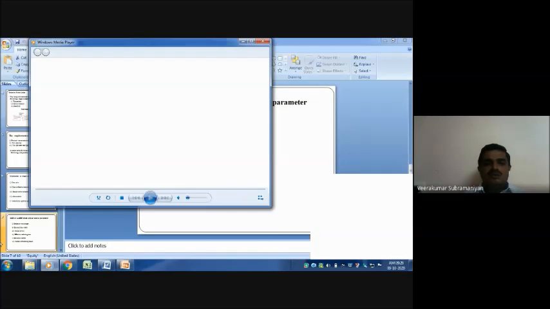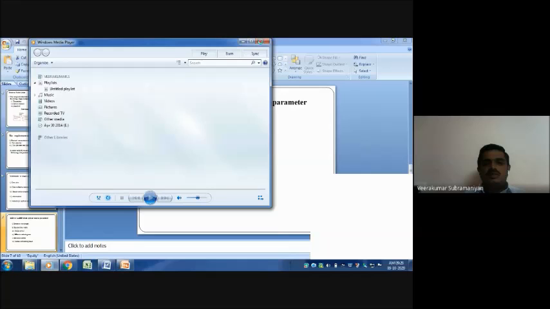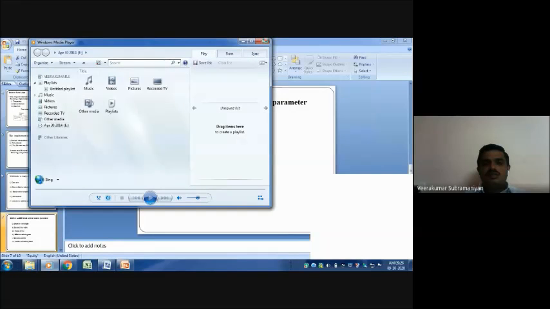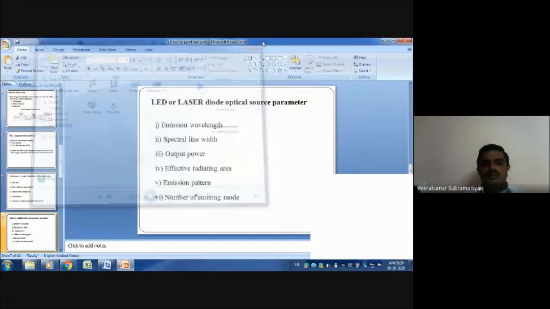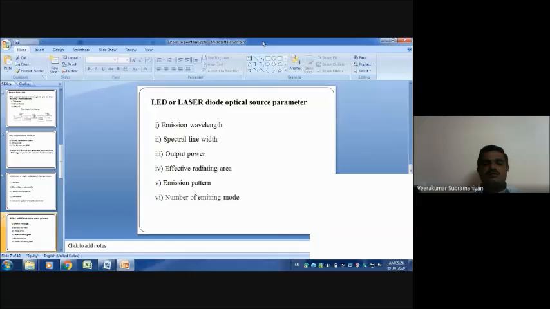So the parameters are emission wavelength, at which specific wavelength the light signal has to emit. Then spectral line width, how much frequency range it has to produce. Output power, how much output it has to produce. Then effective radiative area, in which direction it has to radiate. That is called the effective radiative area.